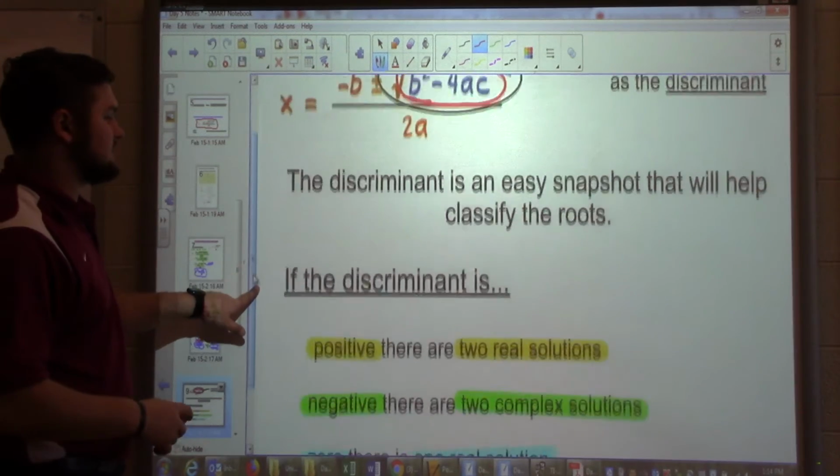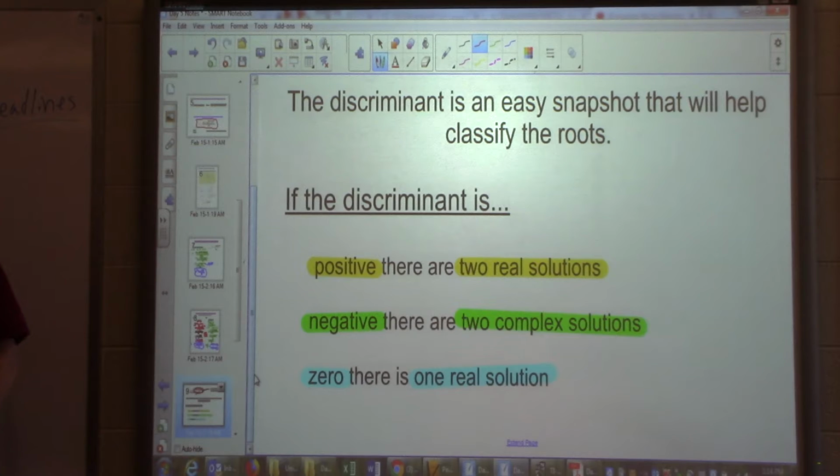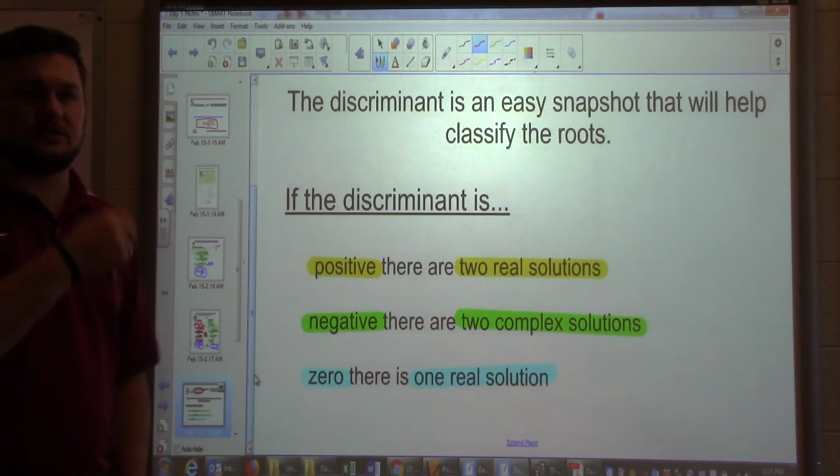Right? If the discriminant comes out to be positive, you get 2 real solutions. If it comes out to be negative, you get 2 complex solutions. And if it comes out to be 0, you get 1 real solution.